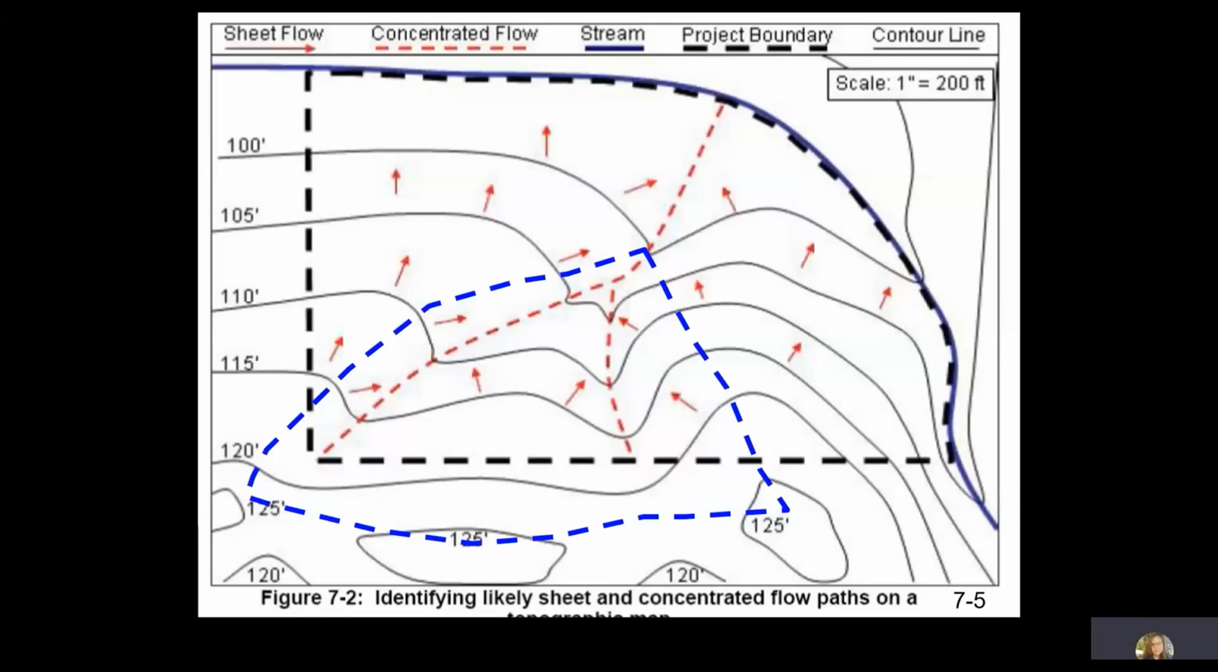Please note that if you are designing an SESC plan, you are not only taking into consideration the runoff that falls on the construction site, but also any flow coming into your site from adjacent areas as well.